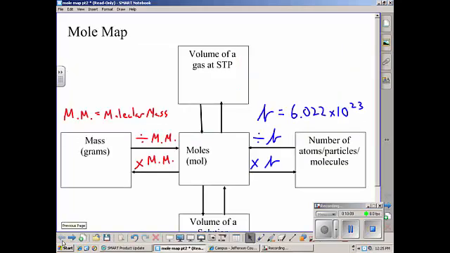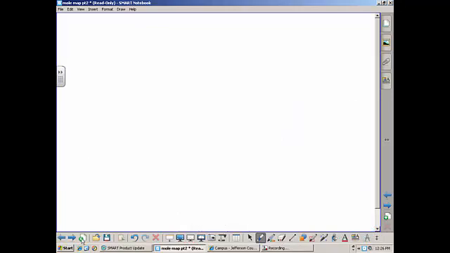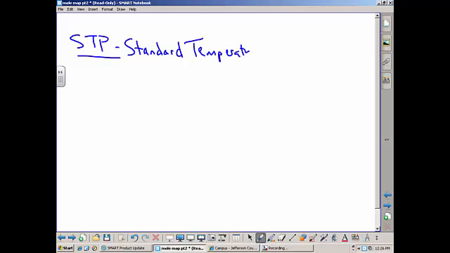All right, so now it's time to tackle the top part of the mole map here. Volume of a gas at STP. We're missing the units on this one. The units would actually be liters here. Volume of a gas at STP in liters. Now, we need to talk a little bit about what STP stands for. We talked a little bit about it at the beginning of the year. Standard temperature and pressure. Standard temperature is 0 degrees Celsius. Standard pressure is 1 atmosphere.